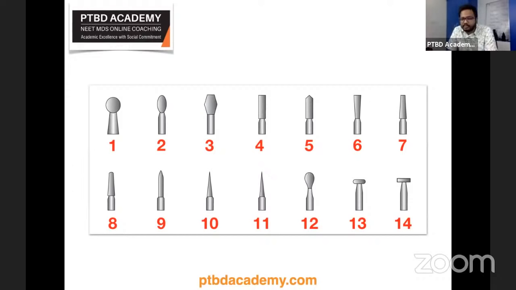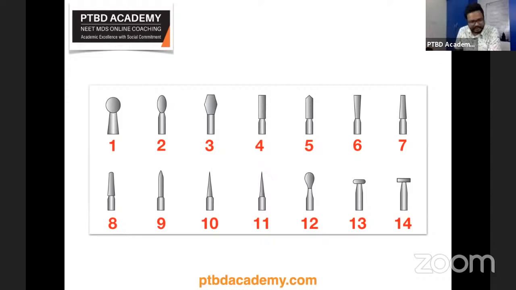And fifth one is also a cylinder. However, the working tip seems to be beveled. So it is beveled end cylinder. And then sixth one, inverted cone. So I'm sure you might have used it a number of times. Seventh one, flat end taper. It's a tapered instrument, but the end is flat, so flat end taper.